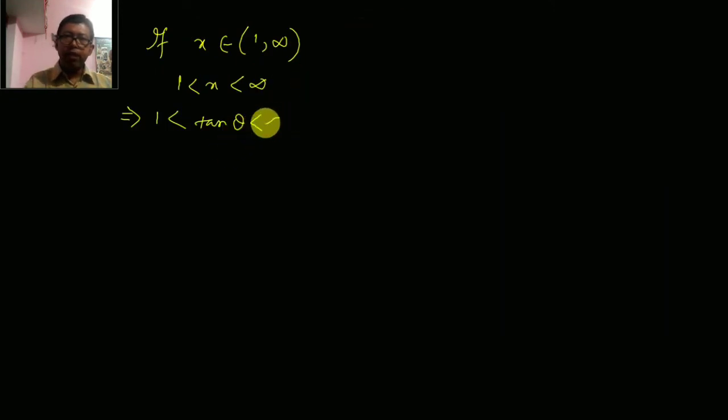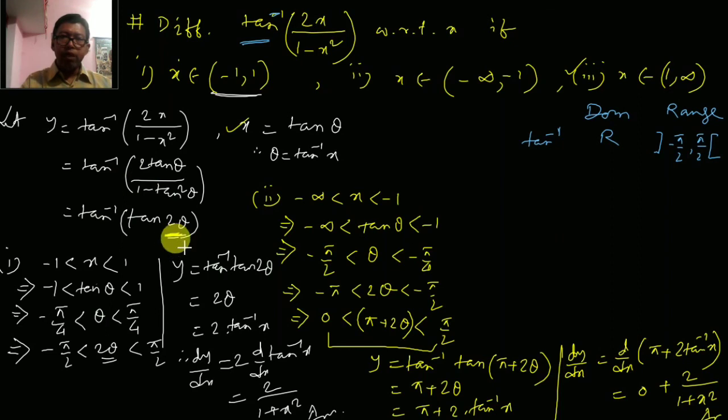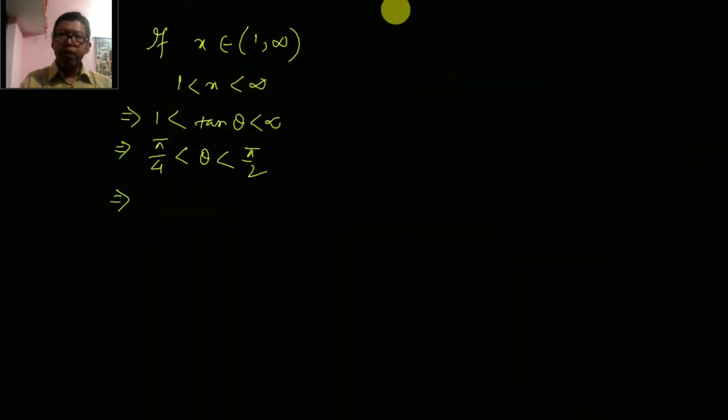So pi upon 4 is less than theta less than tan inverse of infinity. What is this? Tan inverse of infinity means pi upon 2. Now your angle is 2 theta, not theta, so make it 2 theta, which is multiplied by 2. So this is pi upon 2 less than 2 theta less than pi.